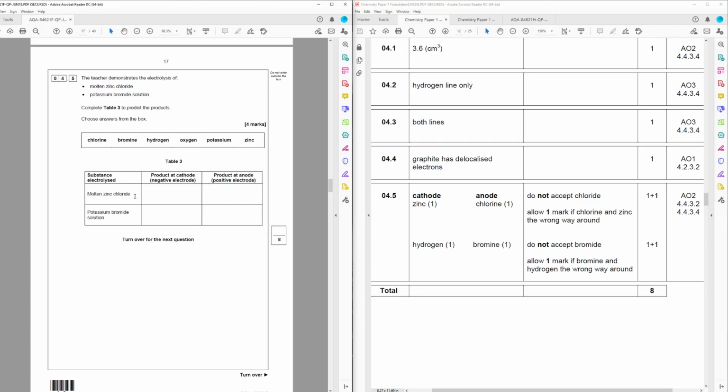If you got them the wrong way round, you could get 1 mark for knowing the products, even though you obviously got the charges wrong and which one they're getting sent to. So well worth guessing, because splitting zinc chloride into zinc and chlorine, nice and straightforward.